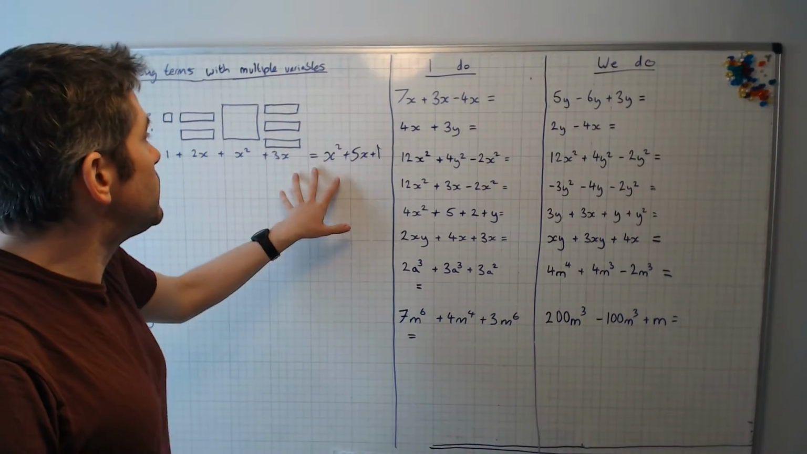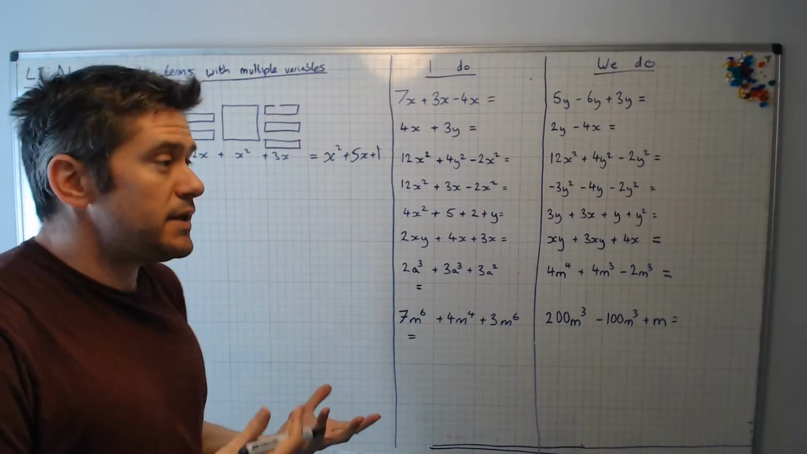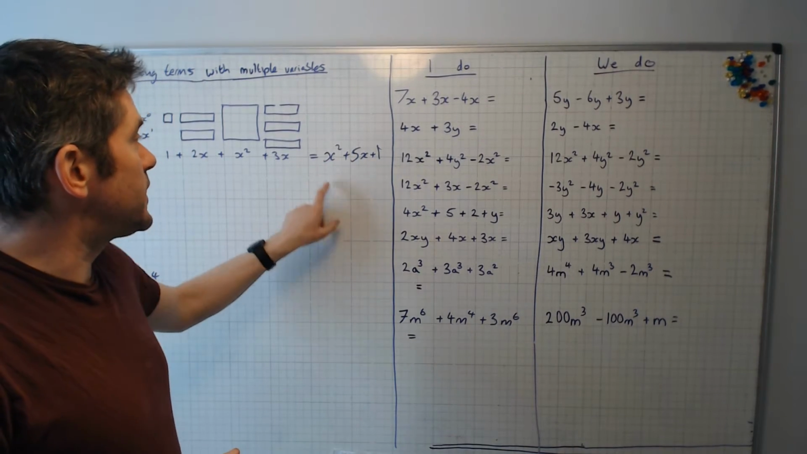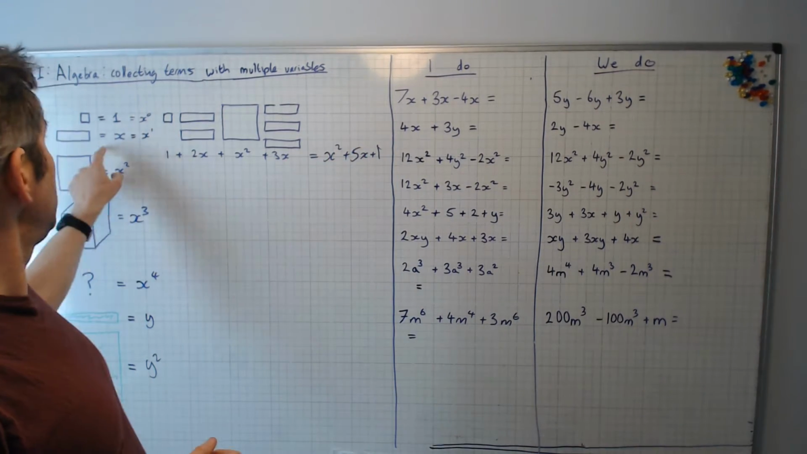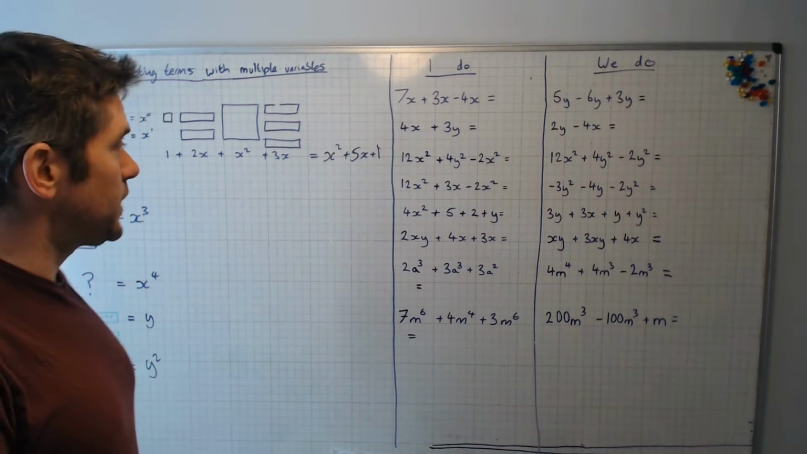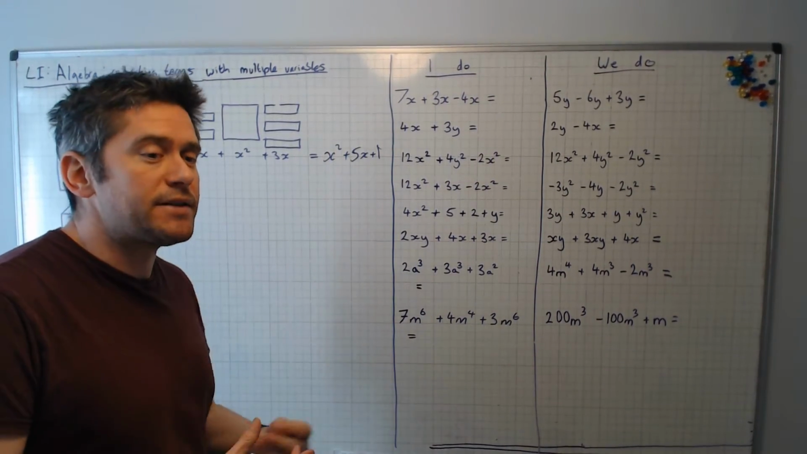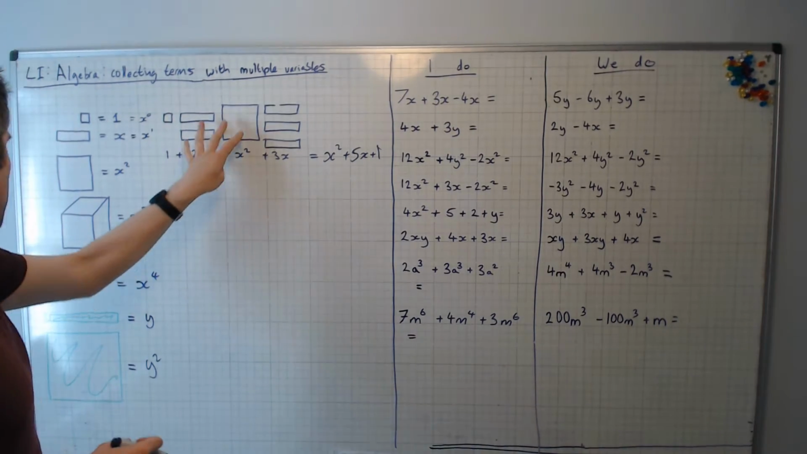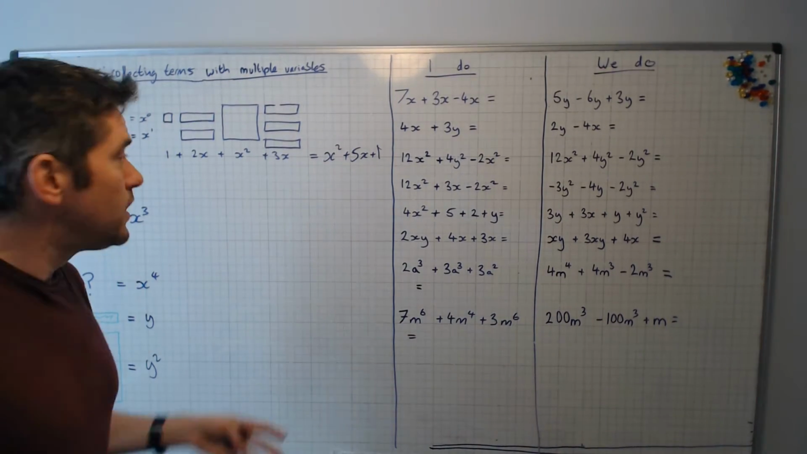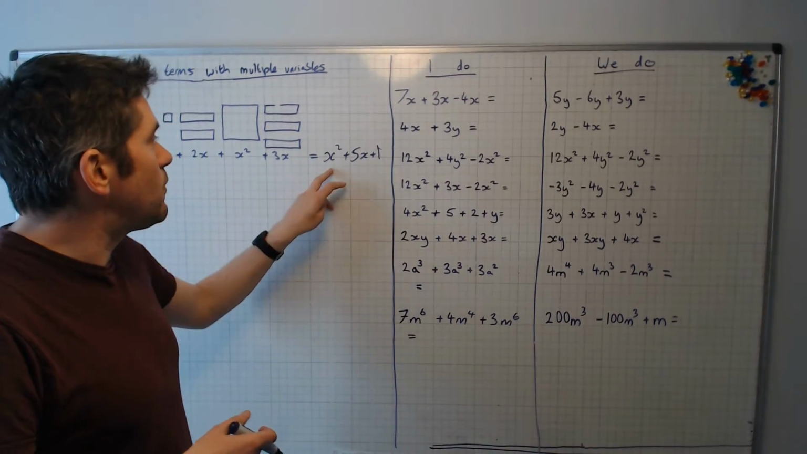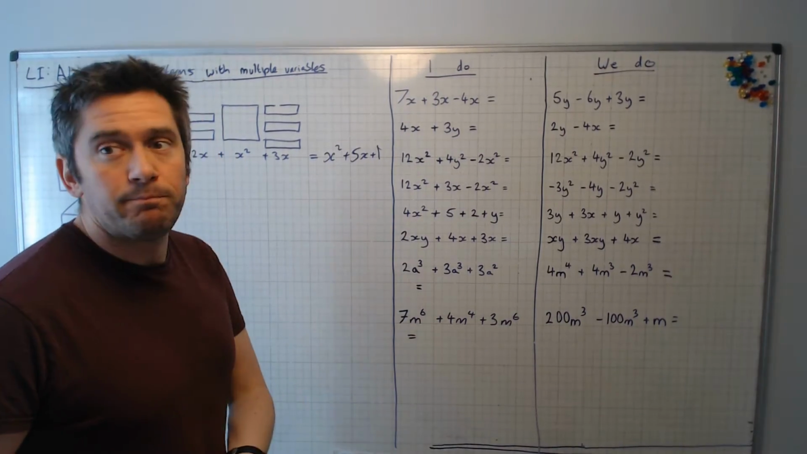We can't simplify any more because these are different things from these. These are 3 different kinds of thing, and these are descending powers of x. X to the 2, x to the 1, x to the 0. Okay, so we usually as mathematicians write them in descending powers of x, or whatever our letter might be. So if instead we had green blocks up here, it would be y instead. It would be 1 plus 2y plus y squared plus 3y, and we'd get y squared plus 5y plus 1.